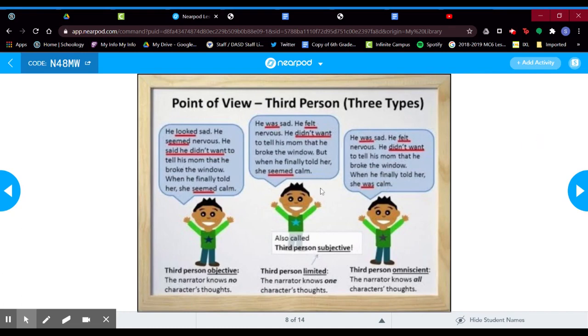So here you go. If you check this out, when you go to the student paced option, you can see some examples of the different types of third person broken down.